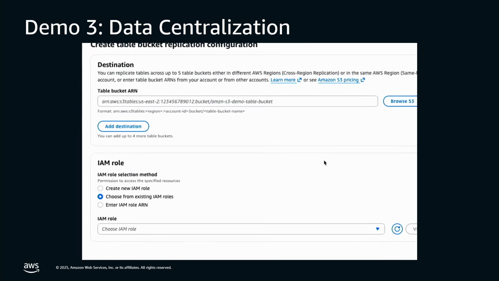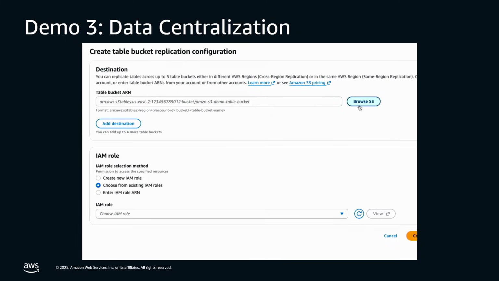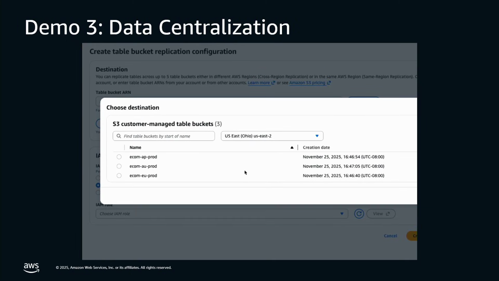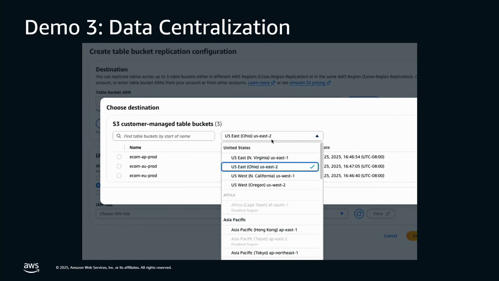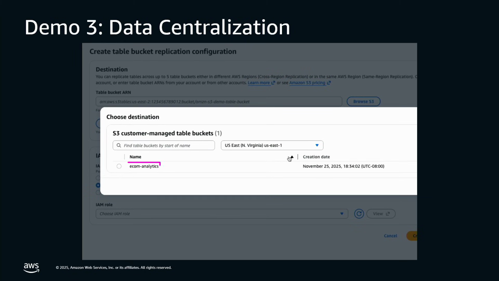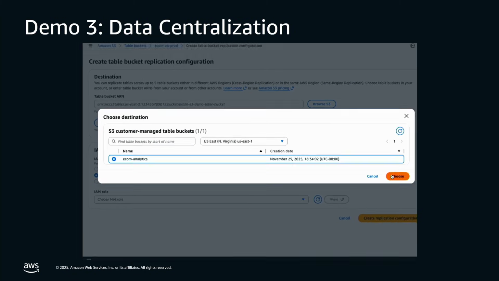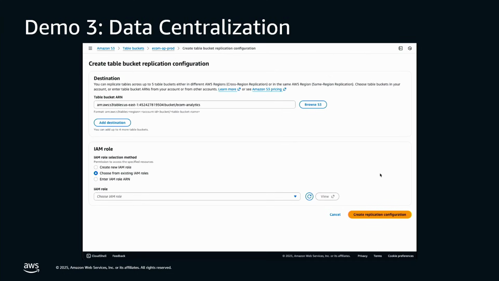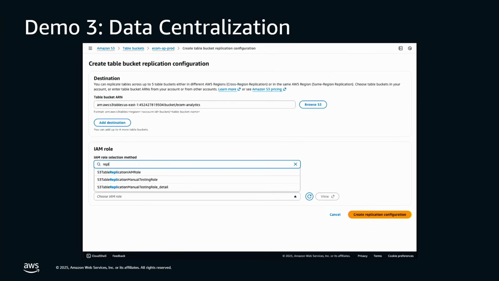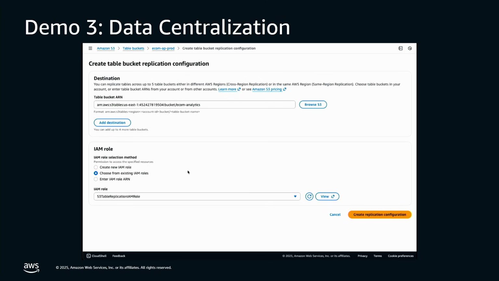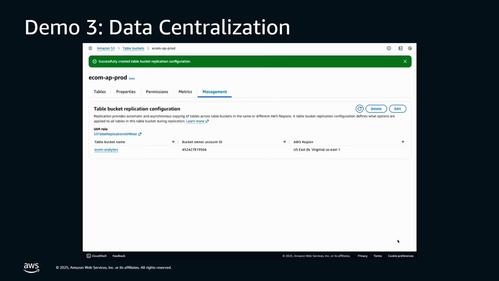So let's go ahead and do it. As you can see, the configuration is exactly the same. You choose the destination table bucket, which in this case is in another region, and it's called e-commerce analytics. We'll submit that. And then, of course, choose the replication role that we have already created. Again, we'll create the replication configuration. And now we're back to the management screen where we see the basic information for that.